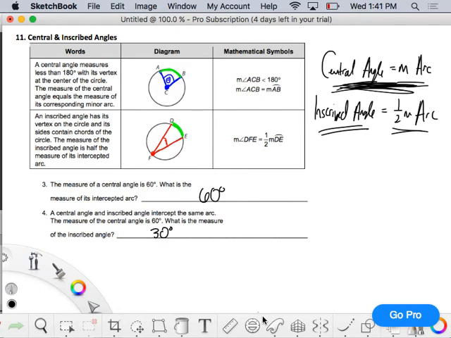Let's think about the question. Okay, here's my circle. Here's my central angle. It says the central angle is 60 degrees, so let's draw a 60-degree central angle. That's basically this right here. Okay, this is 60 degrees.